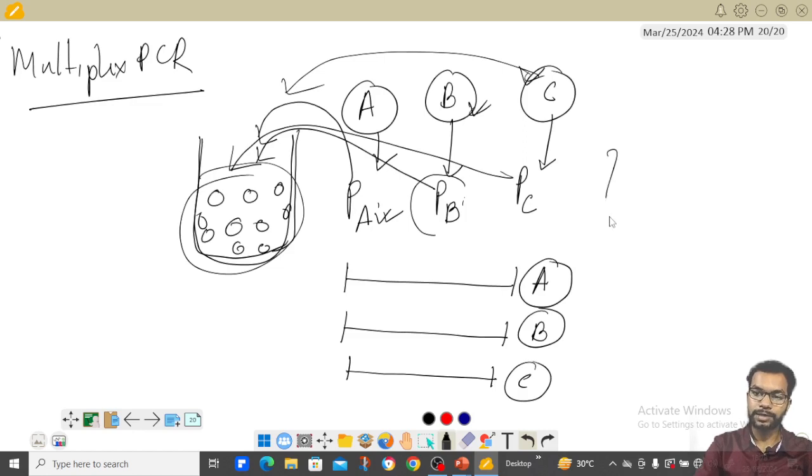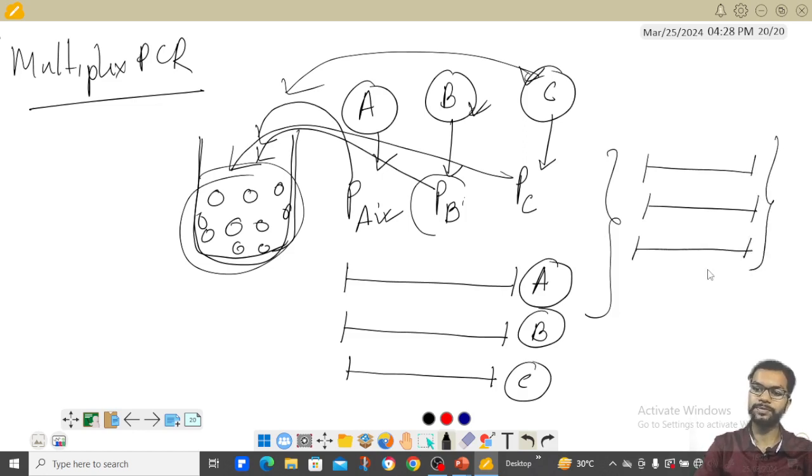Okay, that means multiplex PCR will give us a massive output, and sometimes it becomes difficult to analyze the result because it will show the presence of different segments. Like here A segment is present, B segment is present, and C segment is present. So sometimes it becomes difficult to analyze the result. That is multiplex PCR. Okay.